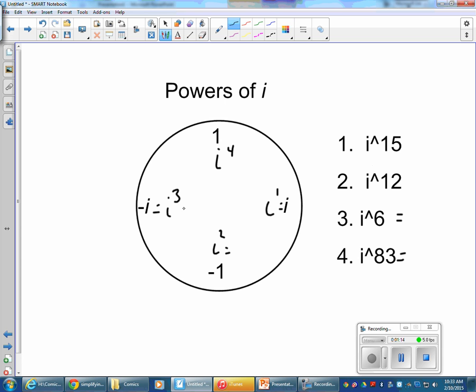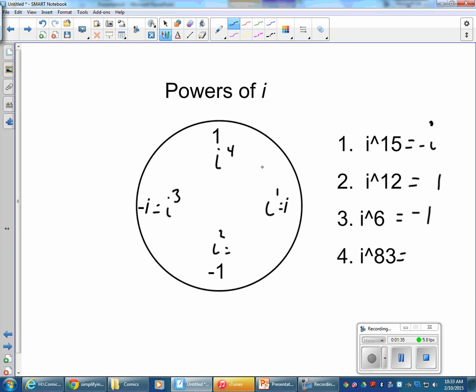I to the 15th would be -i. I to the 12th, now I can count, or you can know that 4, 8, 12, I'm going to end up back here at the top. I to the 12th would be 1. I to the 6th would be 4 plus 2, so I'd get -1.